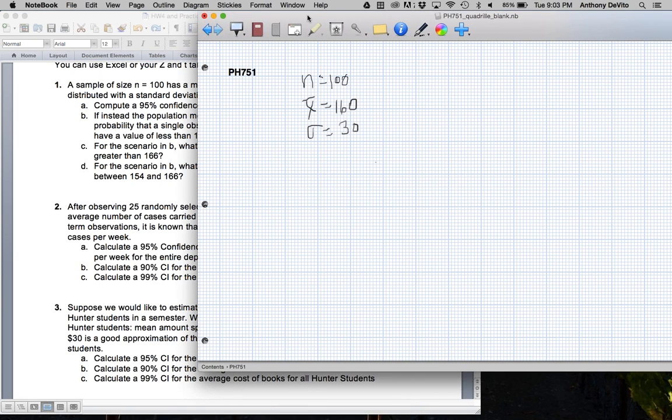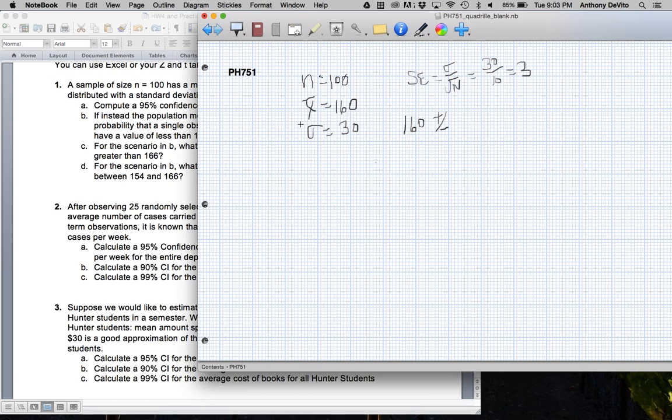So I already kind of started to lay this out. We know we have sample size of 100, mean is 160, and the population standard deviation is 30. So first thing we're going to have to do is calculate a standard error. Our standard error is going to be equal to sigma over the square root of the sample size, and that's going to be equal to 30 divided by the square root of 100, which is 10, so it's going to be equal to 3. And we know our confidence interval is going to be the mean plus or minus.